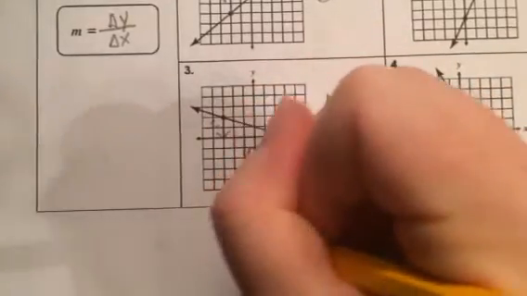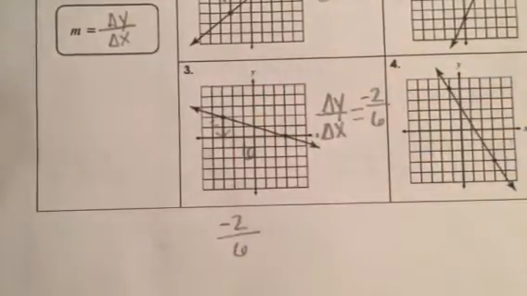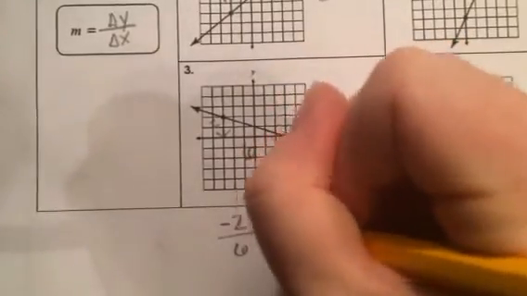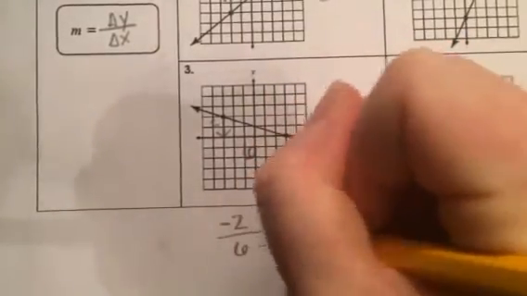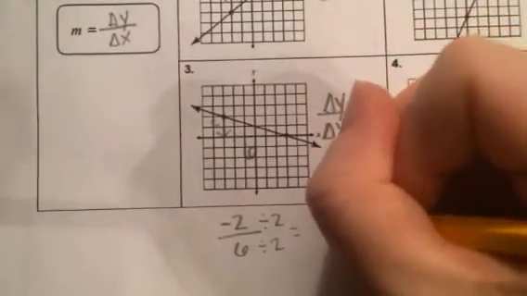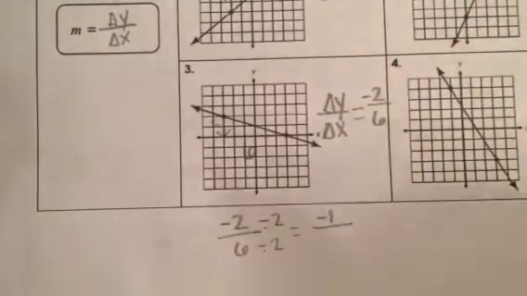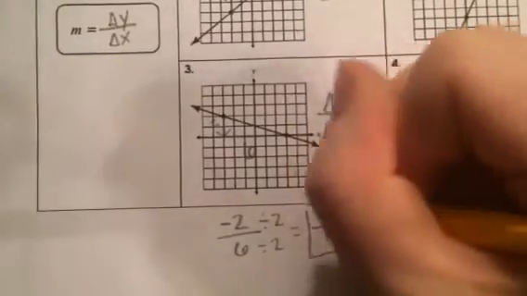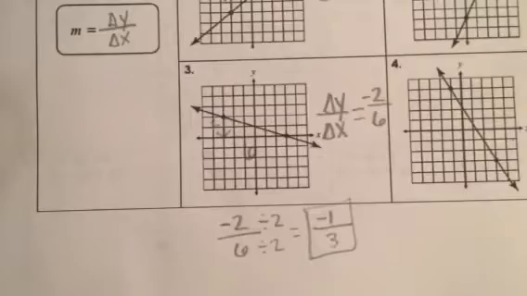So negative 2 and 6 are both divisible by 2. So I'm going to divide out of the top and bottom by 2. So negative 2 divided by 2 is negative 1. 6 divided by 2 is 3. And so there's my slope, negative 1 over 3.